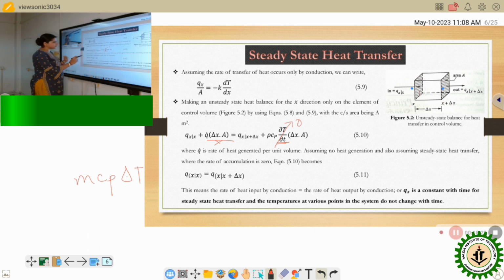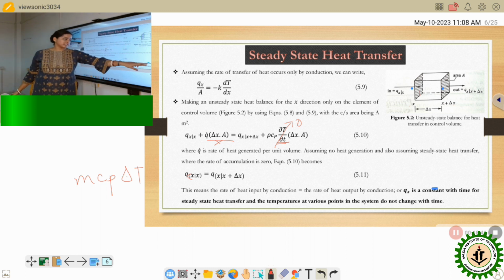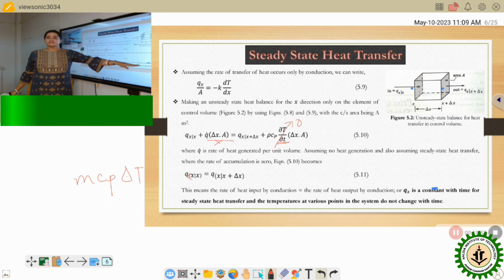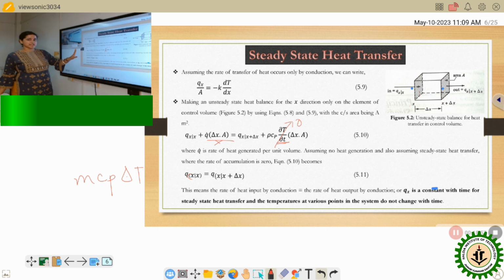So I will be left with Qx, the rate of heat input by conduction, equal to the rate of heat output by conduction. No heat generation, no heat accumulation. That is why in steady state heat transfer I can say Qx is constant with time. My rate of heat transfer will be constant with time. It won't change with time, and the temperature at various points in the system won't change with time. That is the criterion for steady state heat transfer.